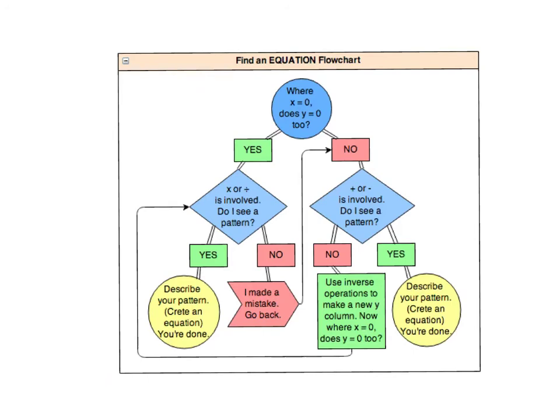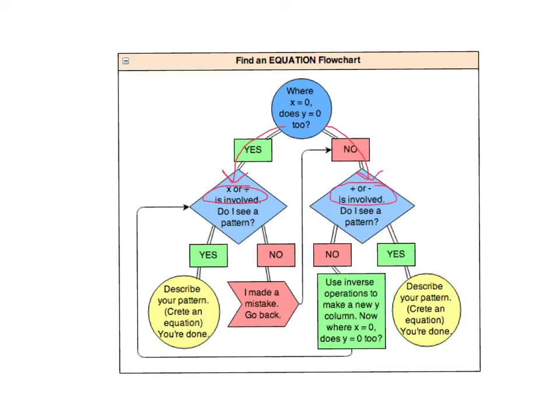Now I know this can be a little bit confusing, and I've struggled over the years trying to help students figure out what the rule is if they can't just look at it and automatically see it. So I've come up with this flow chart here. First we're going to say, where x equals 0, does y equal 0? If the answer is yes, we follow over here on the left-hand side and say, that means multiplication or division is involved. If we say no, we follow to the right-hand side and say, oh, that means addition or subtraction is involved.